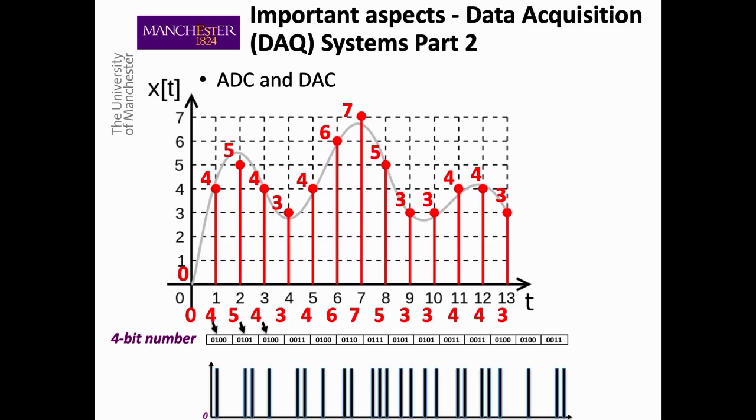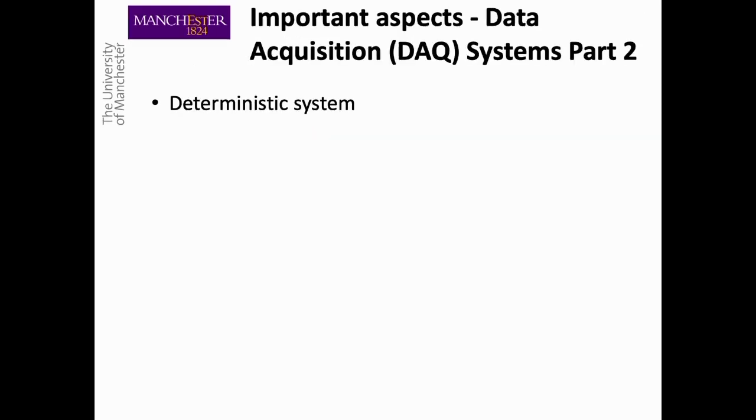Now, we don't have to use a 4-bit number, because 4-bit is 2 to the power 4, which is 16 values. Not great. We want a higher resolution, right? So we'll use a higher one. 2 to the power 32 is a lot larger. So that's one important concept from last week.